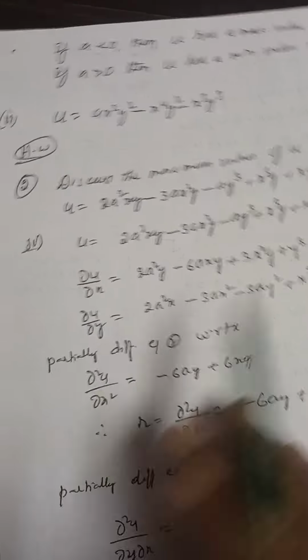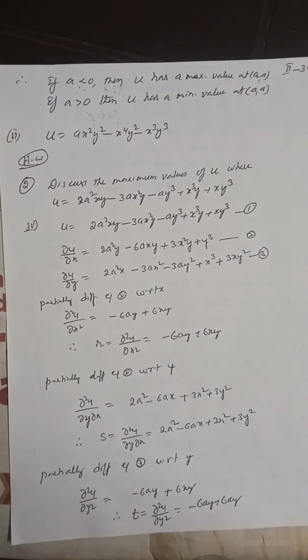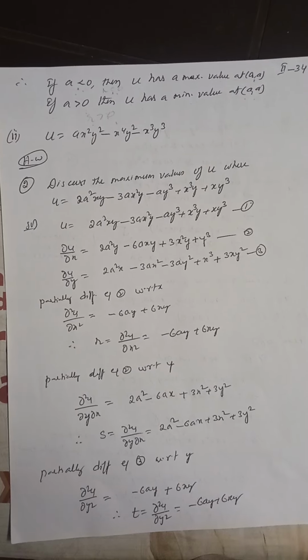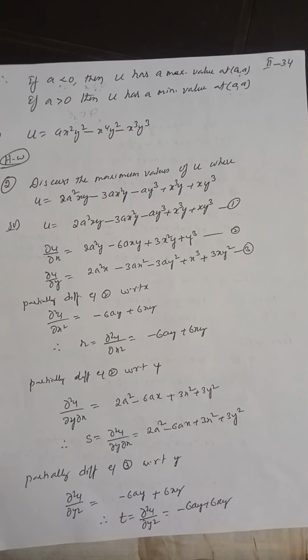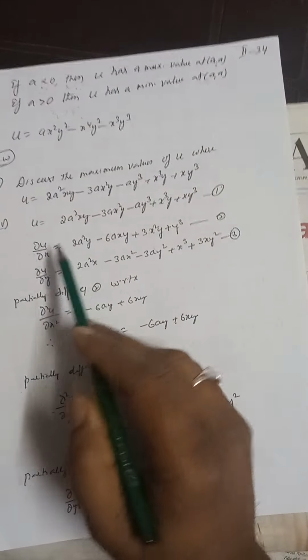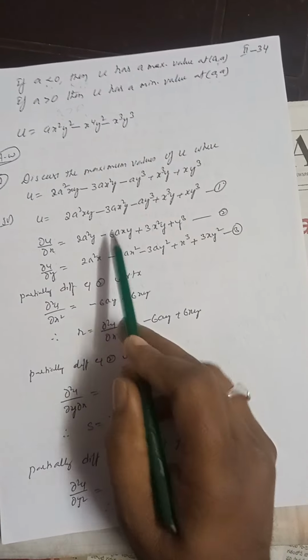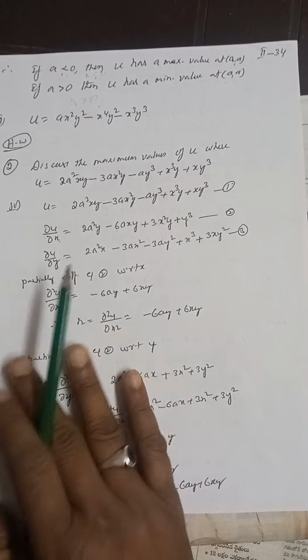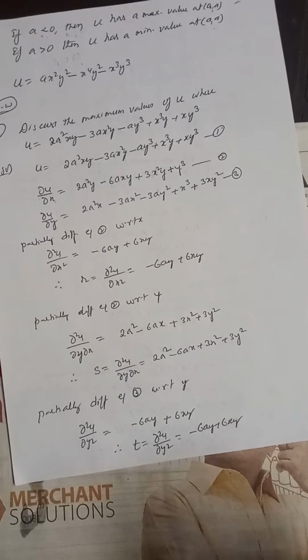Next one, discuss the maximum value of u where u is given like this. Now same procedure. First of all, what we have to do, we have to write down the given equation. After writing the given equation, we have to find first order partial derivatives, that is dou f by dou x, we have to find out dou f by dou y also, right? Now here dou u by dou x I am finding, dou u by dou y, with respect to x. After finding the first order partial derivatives, now we need to find a stationary point, right?